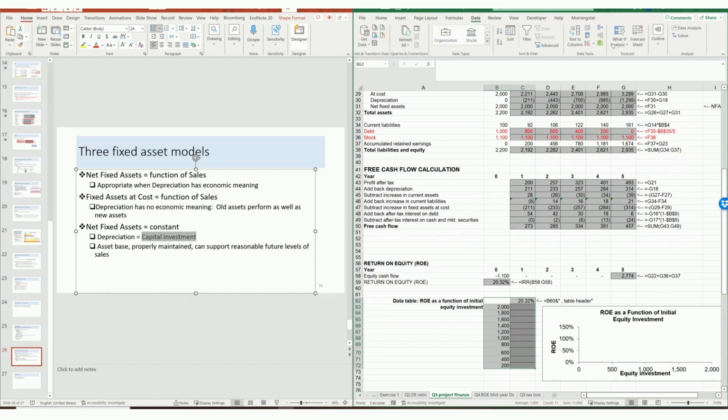So it will be Data, What-If Analysis, Data Table. Column input will be the initial equity investment for calculating 20.32%, which is here. Click OK. And then refresh it.